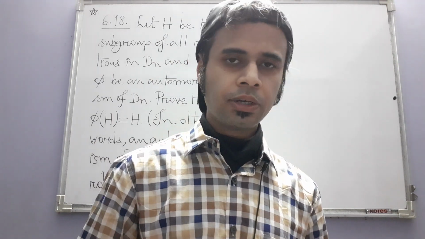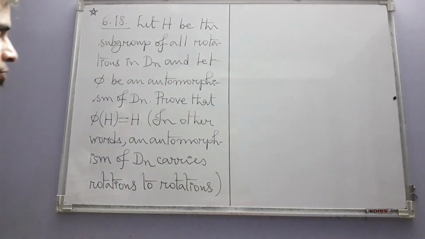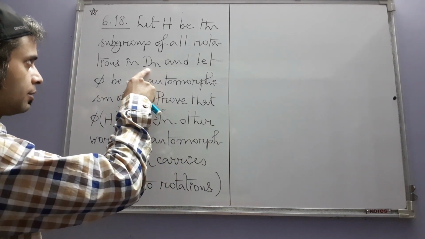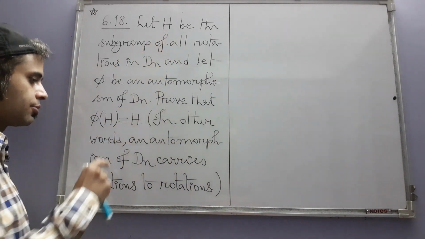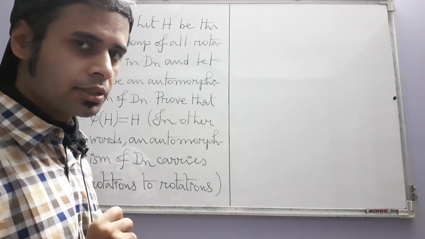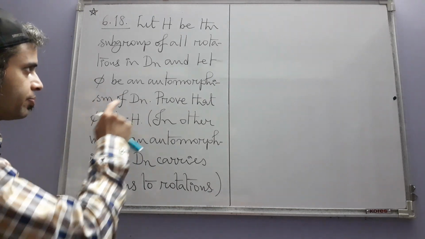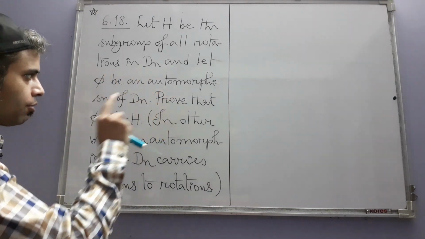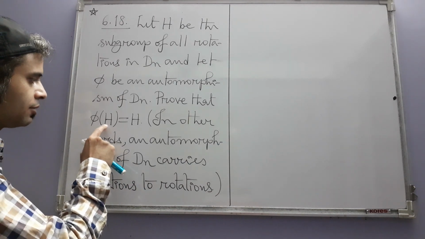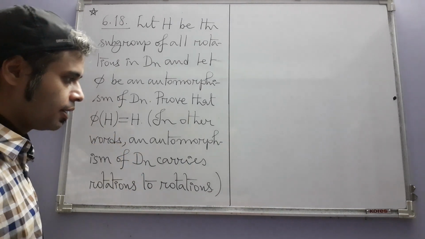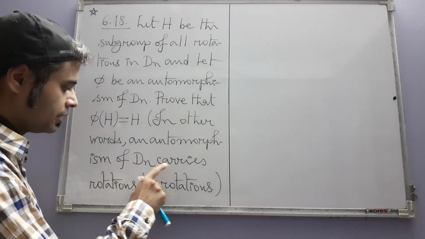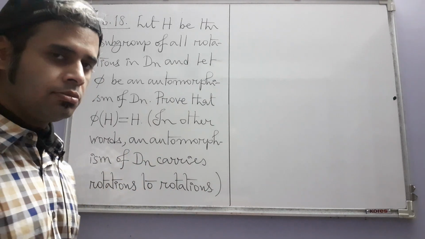Okay, so next we have the 18th one. Here we are given the dihedral group Dn, and by H we are denoting the subgroup of Dn consisting of all the rotations in Dn. And let phi be an automorphism of Dn. We have to prove that the image of H under phi is H itself. In other words, any automorphism of Dn carries rotations to rotations.